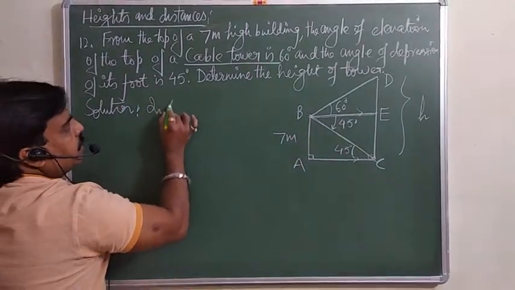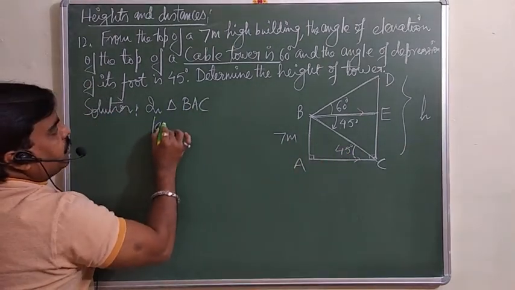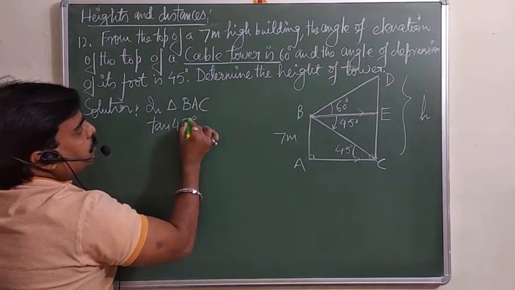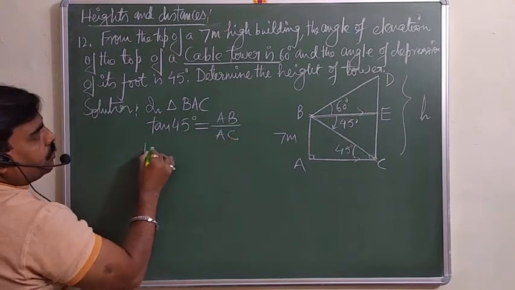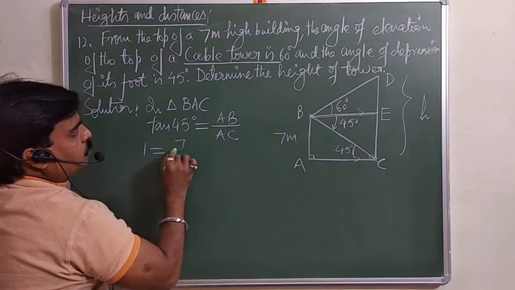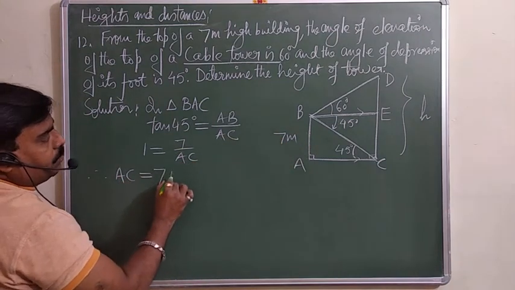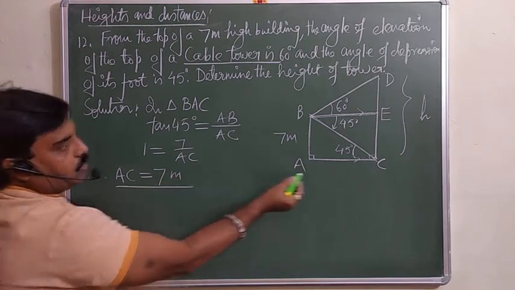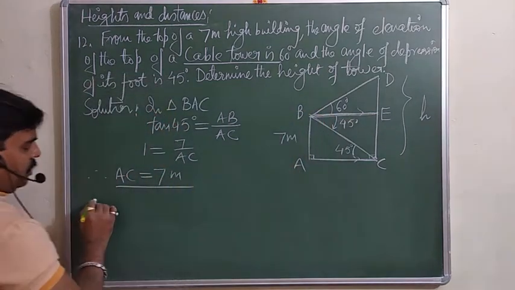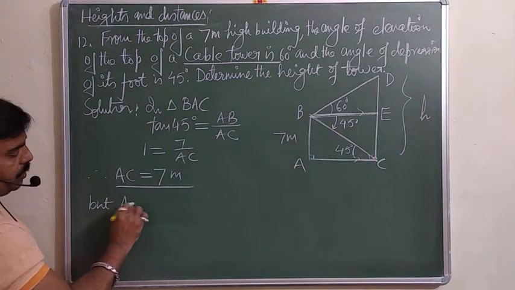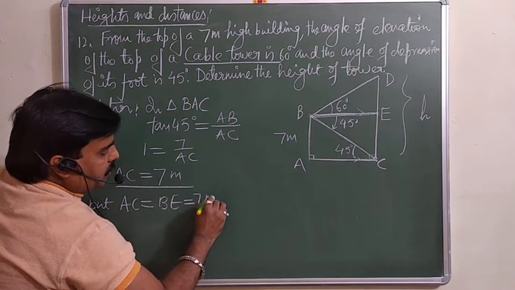So just take in triangle BAC, tan 45 we will take. In tan, perpendicular over base will come. So that is AB over AC, and tan 45 means 1, so 1 is equal to 7 over AC. Therefore you will get AC is equal to 7 meter. And whatever is the length of AC will be equal to this one only, that is BE. So AC is equal to BE is equal to 7 meter.